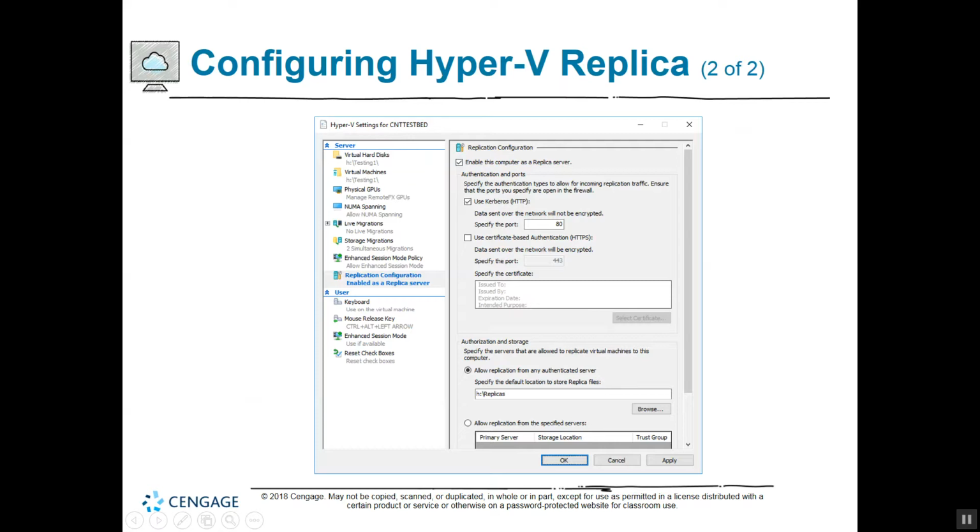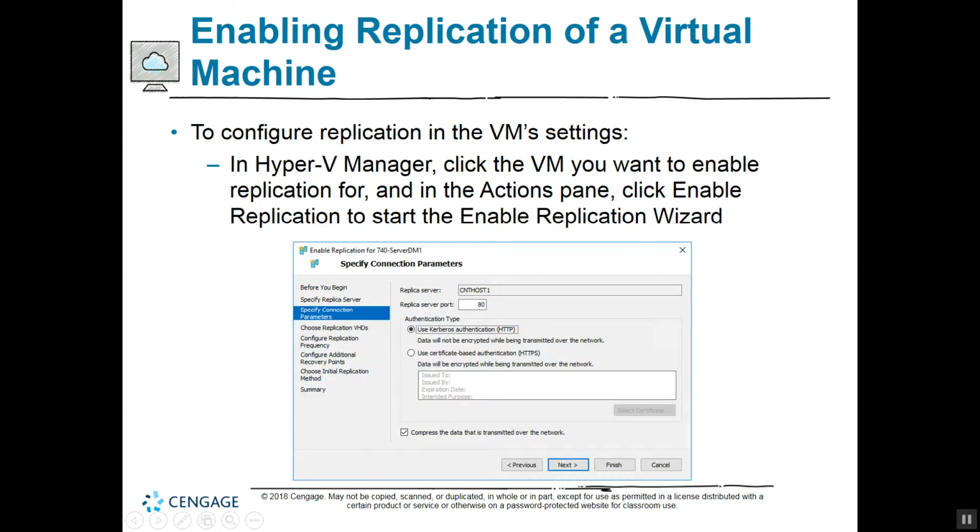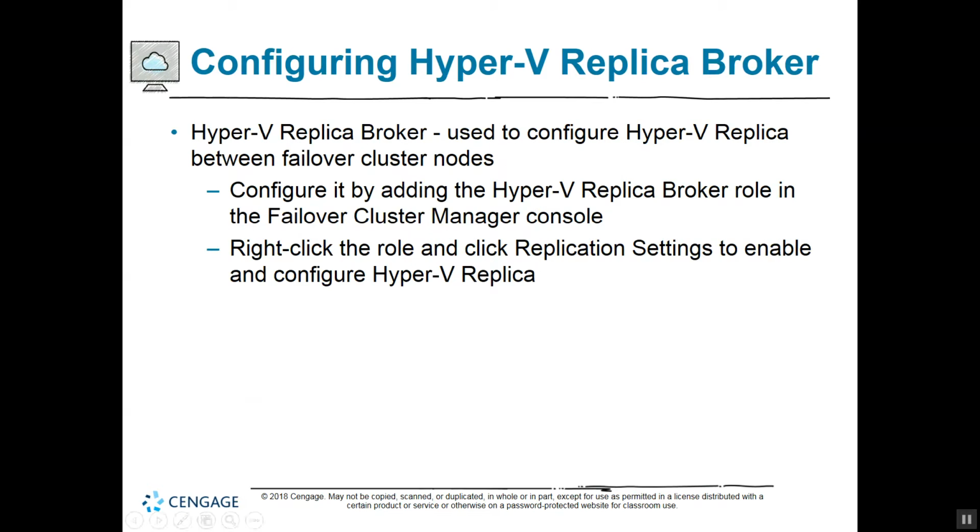Okay. So here we go, replication configuration, enable this computer as a replica server. Let me just run right on down. Enabling replication of a virtual machine. Here's our name. Which port are we going to use? Use Kerberos authentication, HTTP, and then we keep going. That's our connection parameters, and we've got to specify those connection parameters.